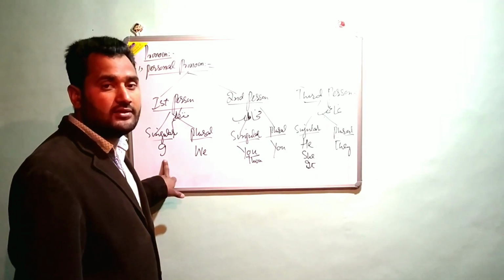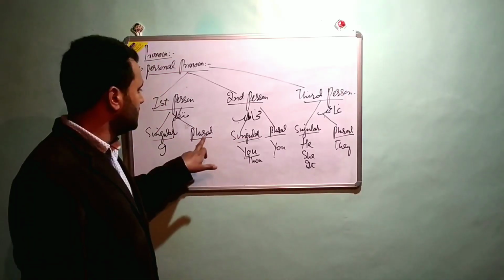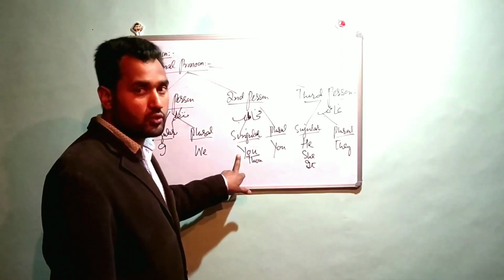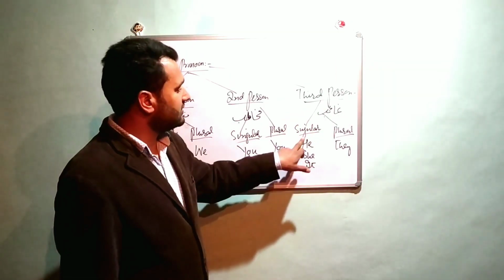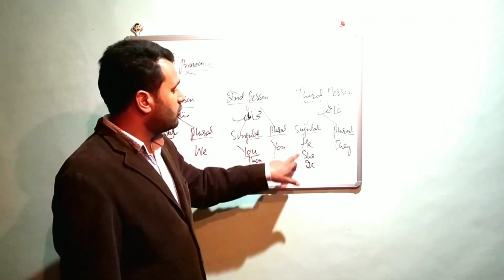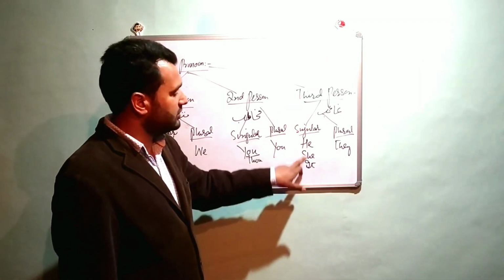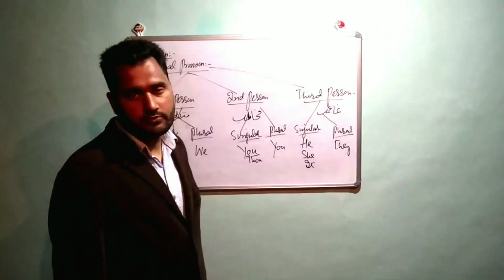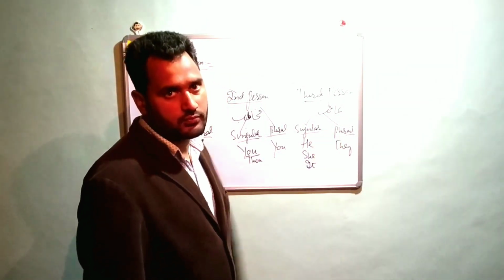So what's I? I is first person singular pronoun. What's we? It is first person plural pronoun. What's you? It is second person singular pronoun. What's you? It is second person plural pronoun. Similarly, what is he? It is third person singular masculine pronoun. What's she? It is third person singular feminine pronoun. What's it? It is third person singular inanimate pronoun. And what's they? It is third person plural pronoun.